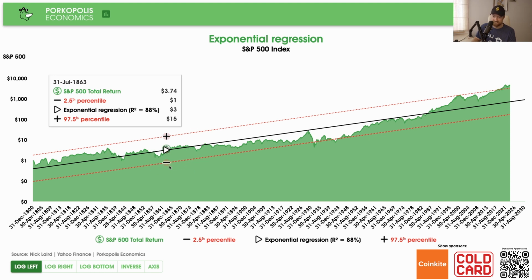You're still not even touching the extremes, okay? But look at the extremes based on the all-time data. Let's just stop it here around the Civil War. The index itself was about $2. The 97 and a half percentile, which is 2 sigma basically, up is $14. Down is $1. And you see during this time, the market doesn't even come close to touching the extremes.